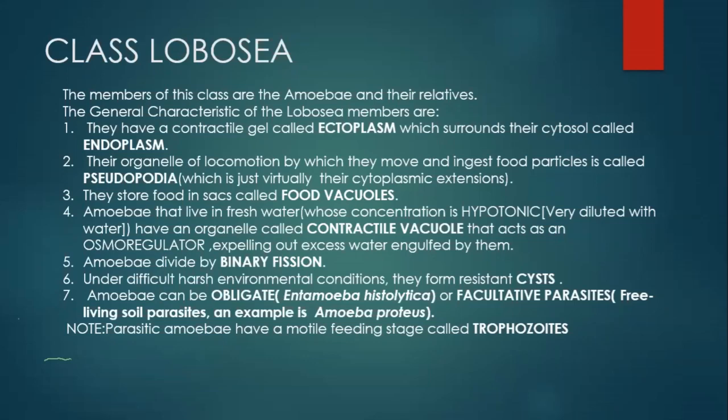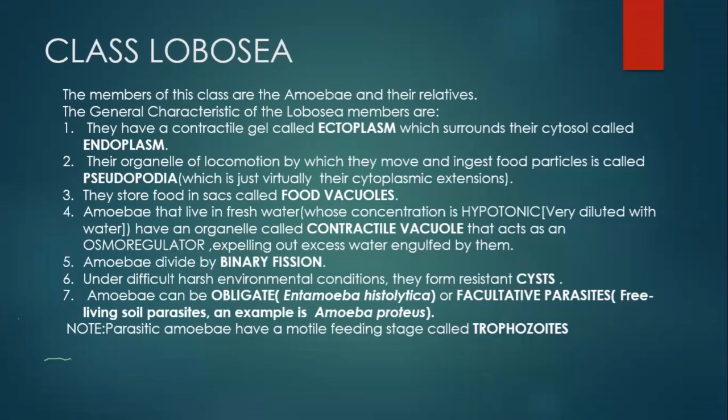Seventh characteristic, they can be obligate or facultative parasites. In my previous class, I talked about this: obligate means they depend on the host for their survival and they die with the host. Facultative, they can do without the host. They can become free living and they can become parasitic. It's a choice they make. An example of a free living amoeba is Amoeba proteus. Examples of parasitic amoeba are the ones we just talked about in our pop quiz: Entamoeba coli, Entamoeba histolytica, Acanthamoeba species, Naegleria fowleri also.